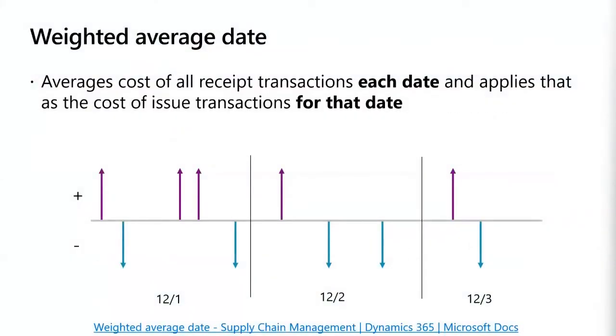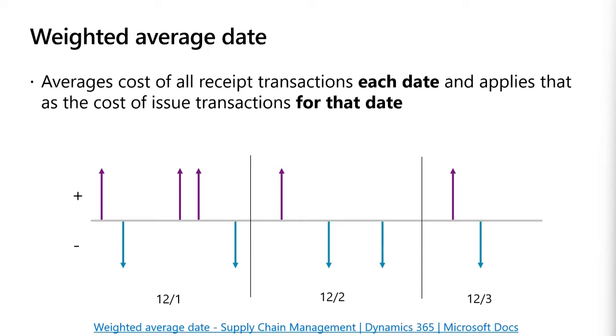Our next method of average costing is weighted average date. In this method, transactions are once again posted at the running average during the period, and when we run the inventory close process, the system performs a weighted average calculation for each date within the period individually, where weighted average performs the calculation for the entire period as a whole.